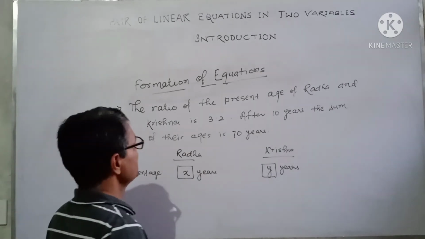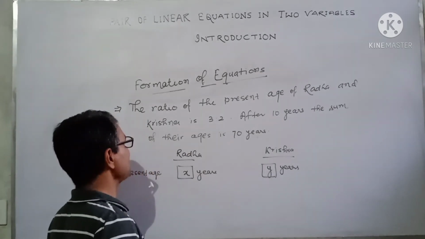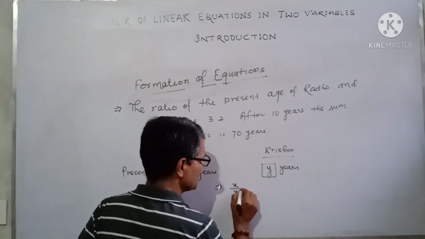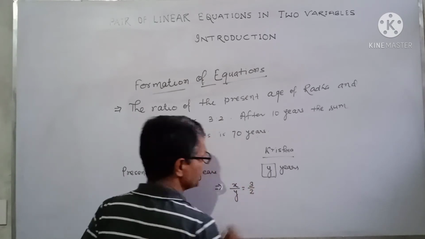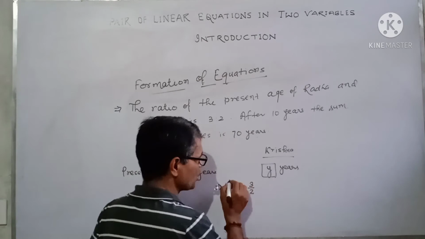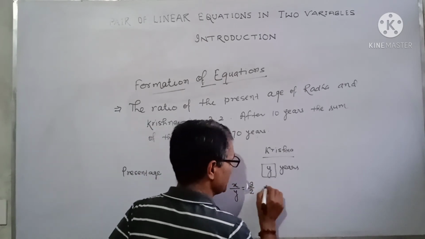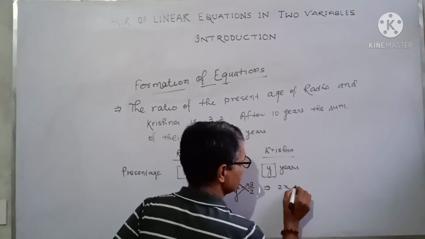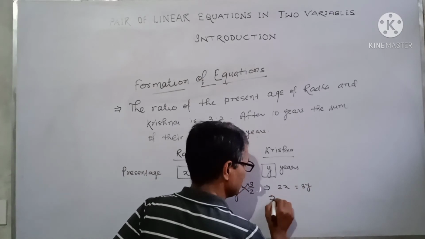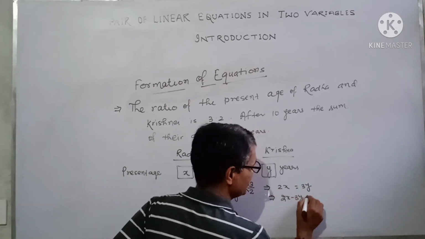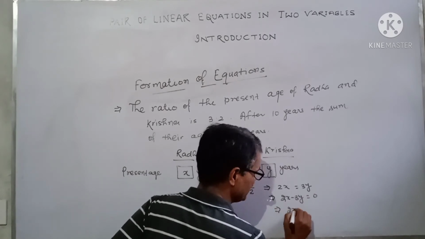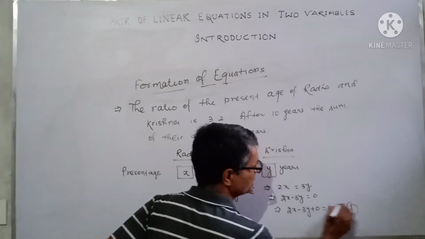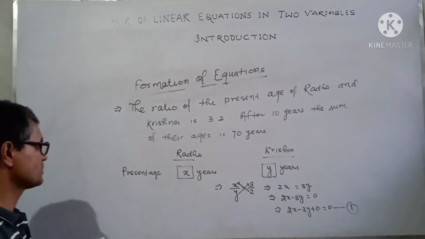According to the question, the ratio of the present ages of Radha and Krishna is 3:2. That means x ratio y is equal to 3/2. When you cross multiply, you will get 2x is equal to 3y. That means 2x minus 3y is equal to 0, that is, 2x minus 3y plus 0 is equal to 0. This is your first equation.